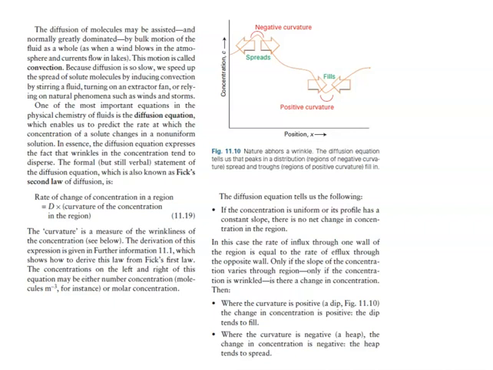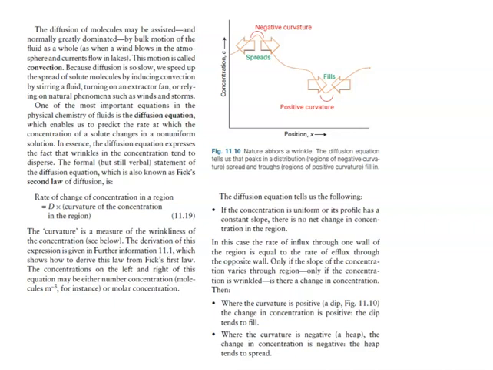The formal, but still verbal, statement of the diffusion equation, which is also known as Fick's second law of diffusion, is: the rate of change of concentration in a region equals D times the curvature of the concentration in the region. The curvature is a measure of the wrinkliness of the concentration. The derivation of this expression is given further in the text, which you can access if you're interested, but it shows how to derive Fick's first law.